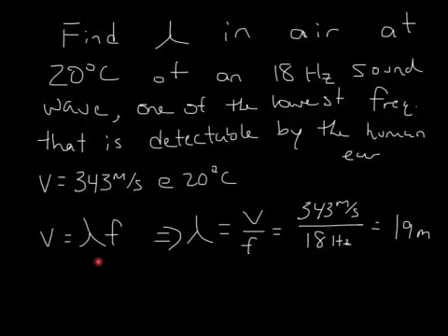So we'll use our wave speed equation, and we're trying to find the wavelength. So we'll rearrange it for wavelength equal to the velocity over the frequency. So we know that, again, the velocity was 343 meters per second. The frequency is 18 hertz. And then remember that 1 hertz is 1 over second. 1 over second, we'll take the seconds up top. That's going to cancel out with our seconds in the velocity. Just divide 343 by 18, and you're going to come up with 19 meters for the wavelength of an 18 hertz sound wave in air at 20 degrees Celsius.